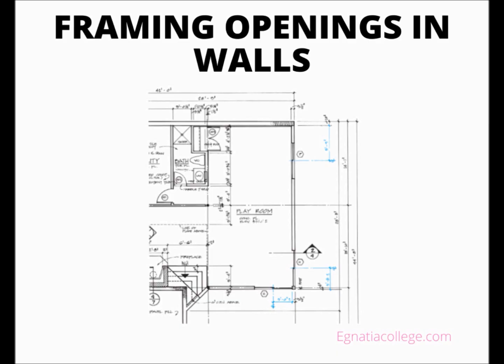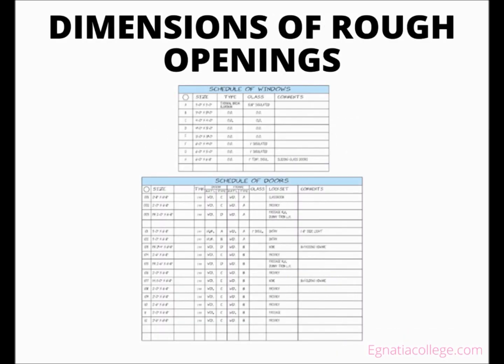Such dimensions are usually given from the face of the studs. One half the rough opening is then allowed on each side of the center line. Dimensions of rough openings. The size of the rough opening, RO, or opening in the framing, is listed on the door and window manufacturer's specifications.